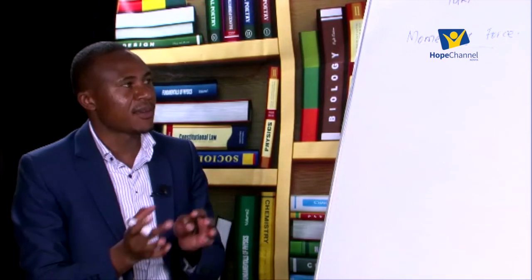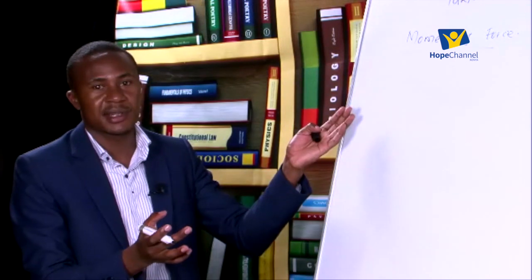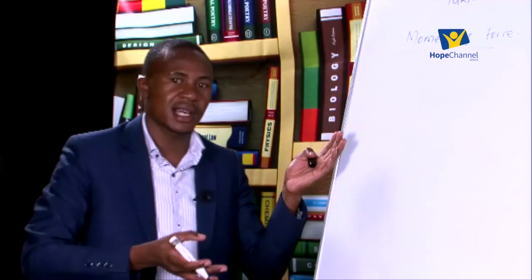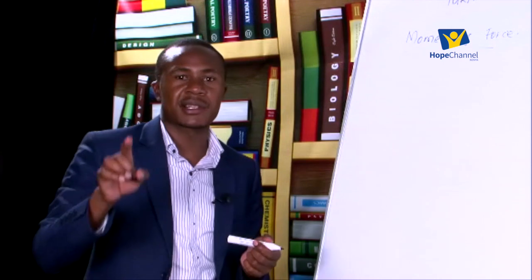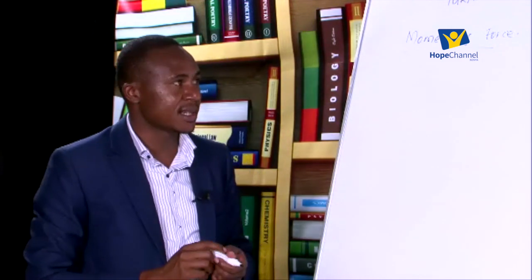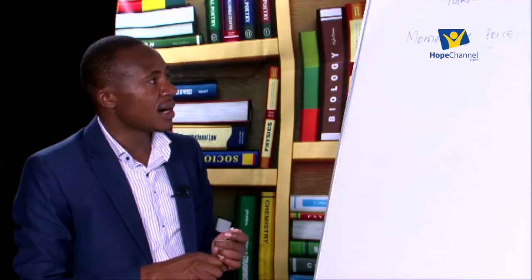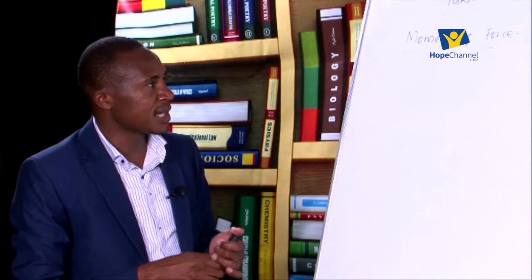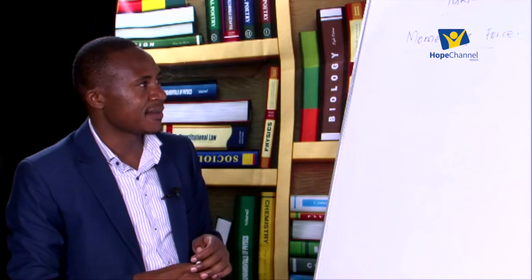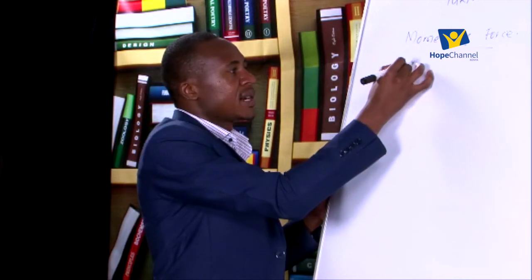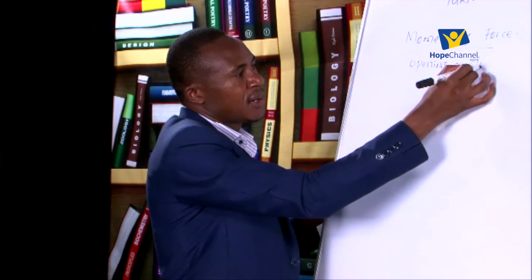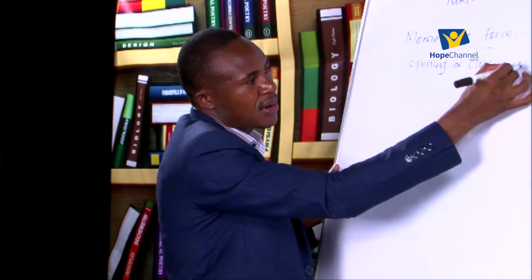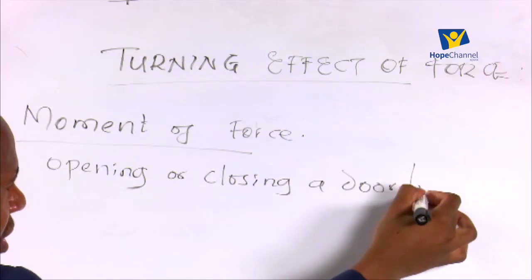So the moment of a force is the same as the turning effect of force, that when the force is exerted on an object, the object may rotate or may move, but about the point of support. The object is not moving away, but it is rotating about that point of support where it is attached. And we have different examples of objects which experience this turning effect. Say opening or closing a door or a window.